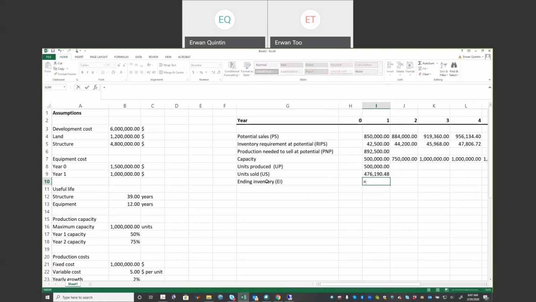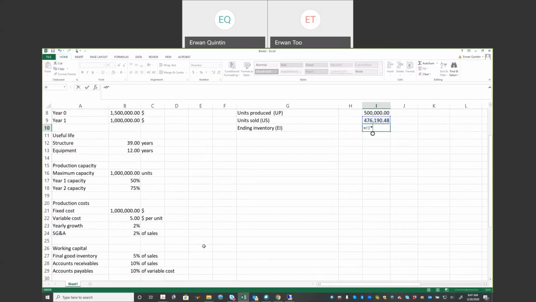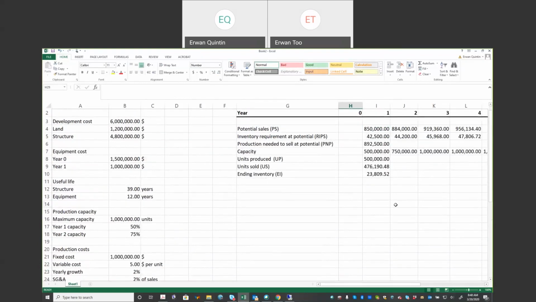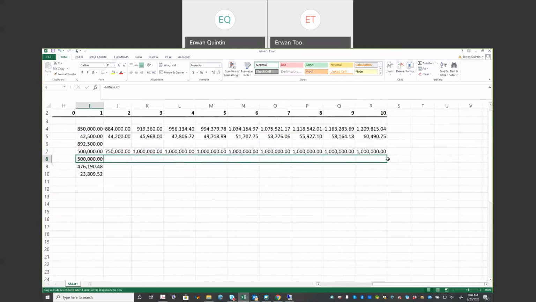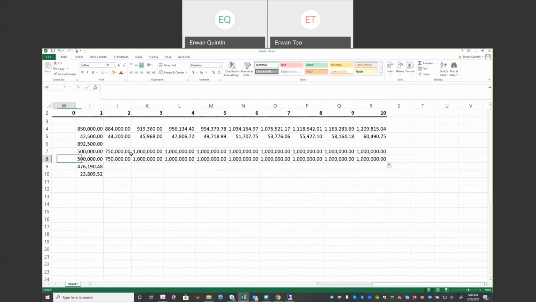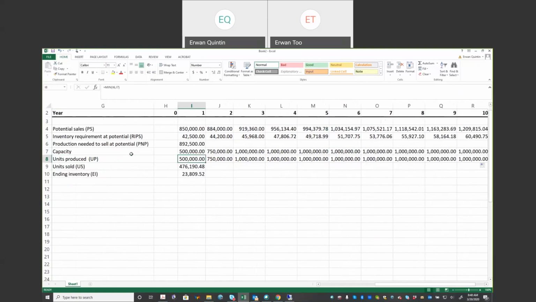So here, again, under the no hoarding assumption, my inventory is going to be my units sold times that same 5% ratio. Very good. Just checking that my formula is correct and this makes sense. Excellent. So this particular formula here, I get to drag all the way because this is always going to be true, that units sold is going to be the minimum of capacity and production needed to support potential.